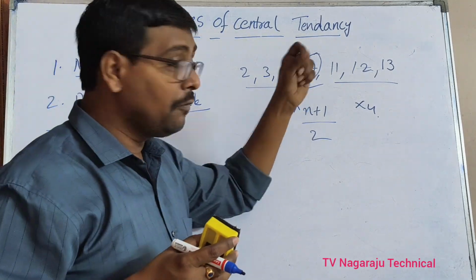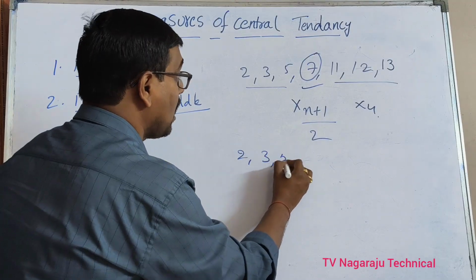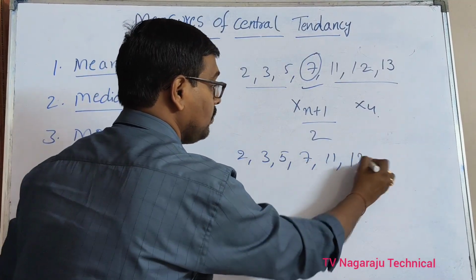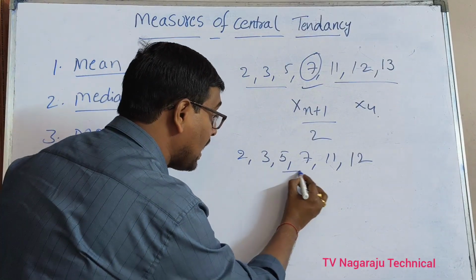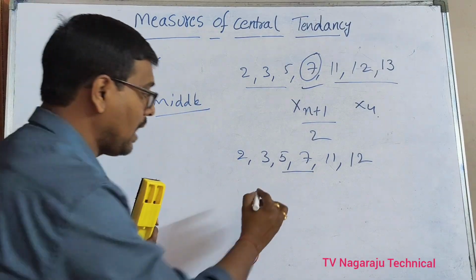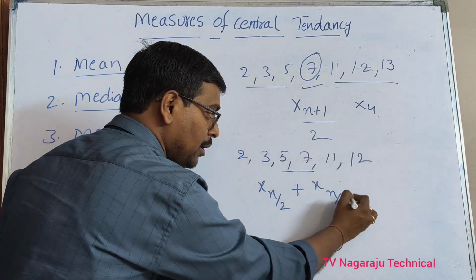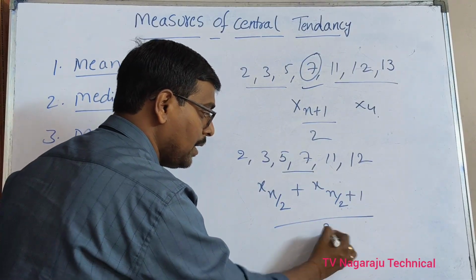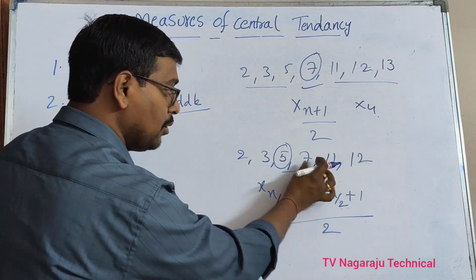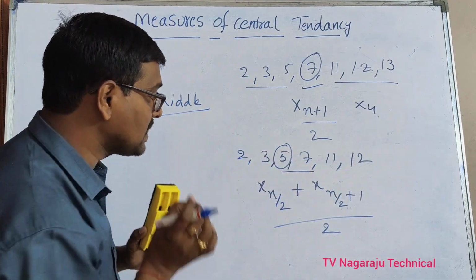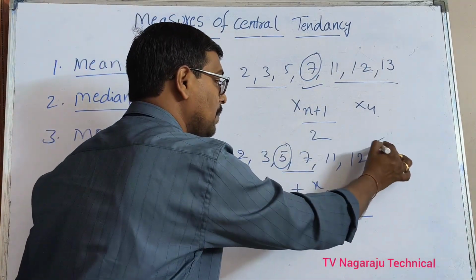Suppose the number of elements is even. Okay. Now what is the median? Simply the average of the middle two values. So x of n by 2 plus x of (n by 2 plus 1), divided by 2. So x of n by 2 means 5. x of (n by 2 plus 1) means 7. 5 plus 7 is 12. 12 by 2 is 6. So 6 is called the median.